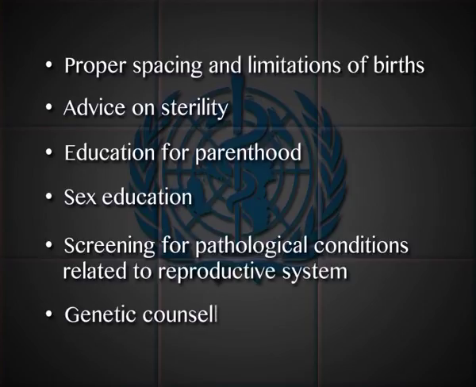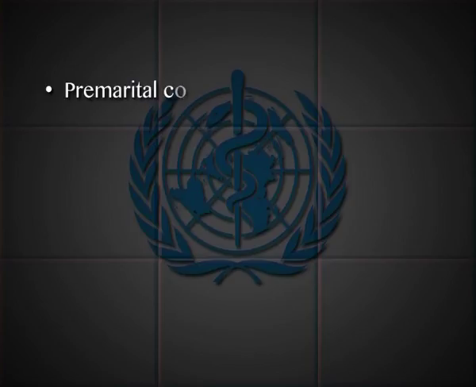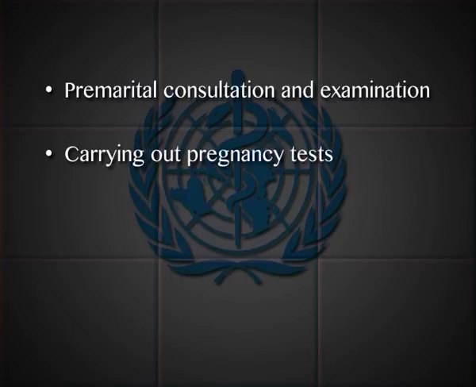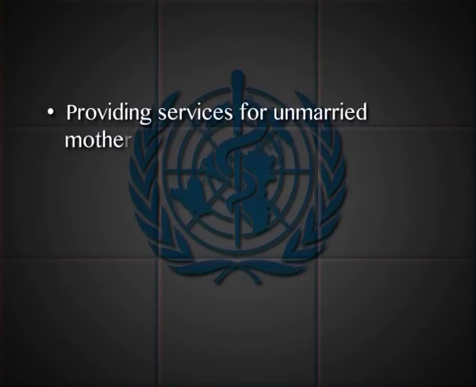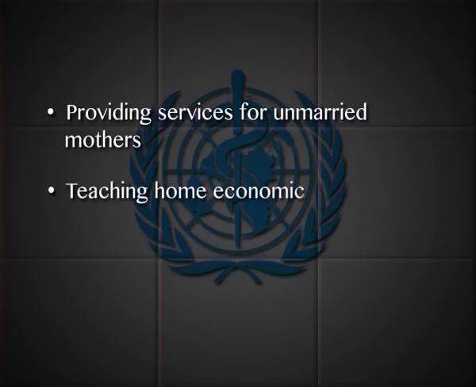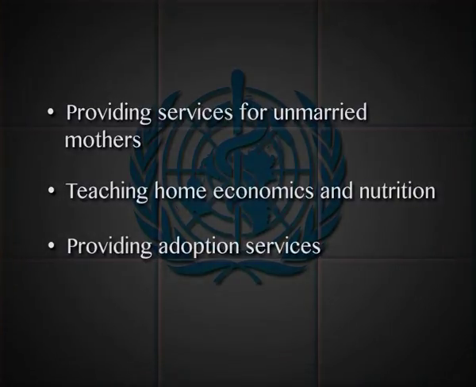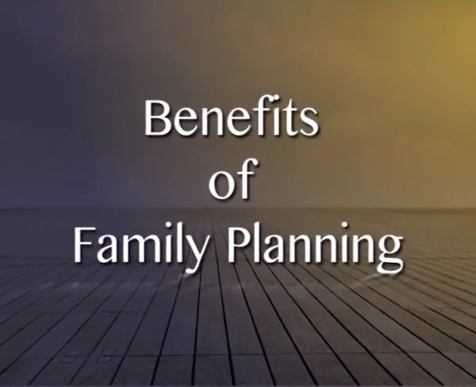Then genetic counseling. Then premarital consultation and examination. Then carrying out pregnancy tests. Then marriage counseling. Then preparation of couples for the first child. Providing services for unmarried mothers. And teaching home economics and nutrition, as well as providing adoption services. These activities may vary from country to country, and India has also adopted its own set of objectives and policies in this regard. Next, coming on to the benefits of family planning.